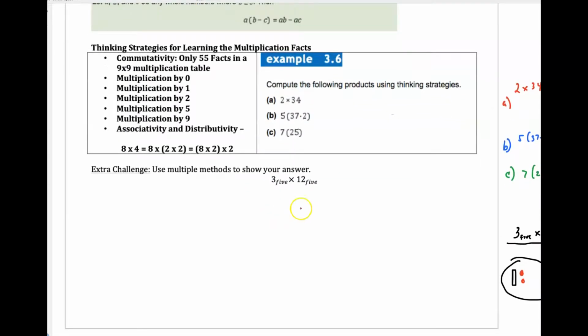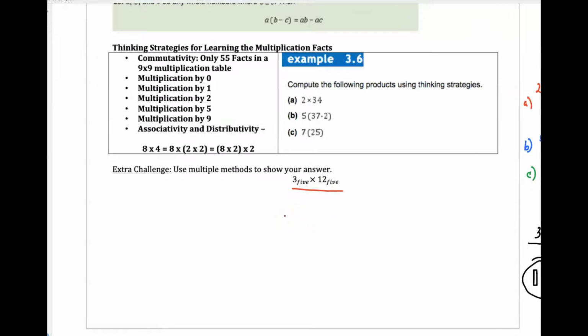Now we're going to challenge you a little bit. Think about base 5, right? 3 times 1, 2, base 5. How would we solve a problem like that? I want to show you what that would be. Think about what the answer is.